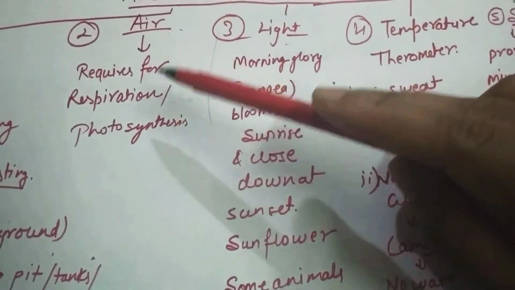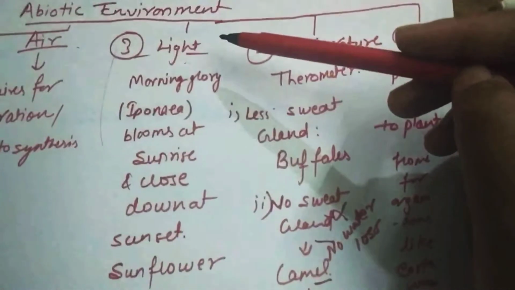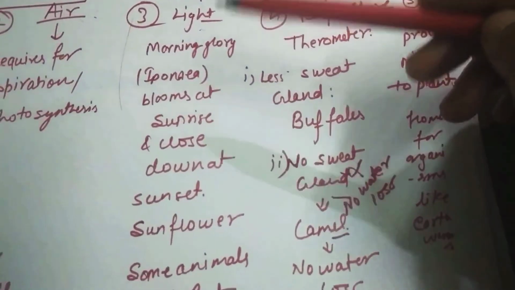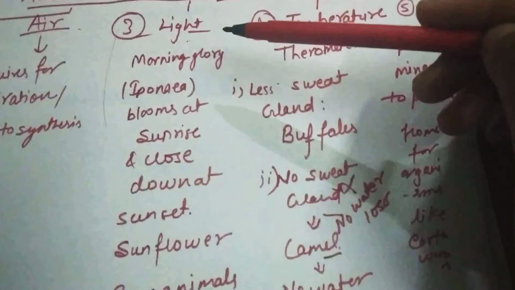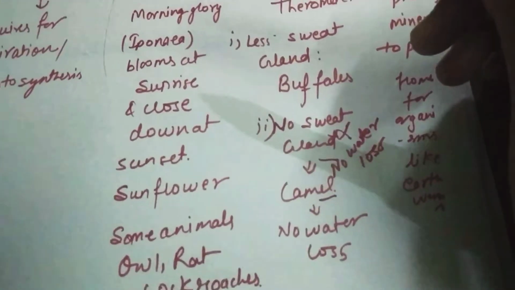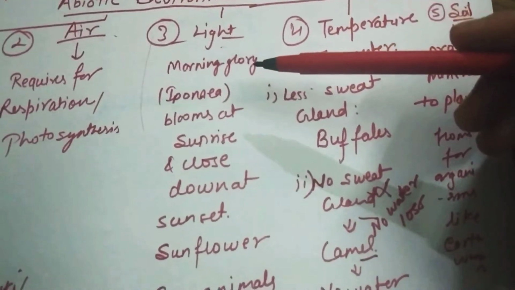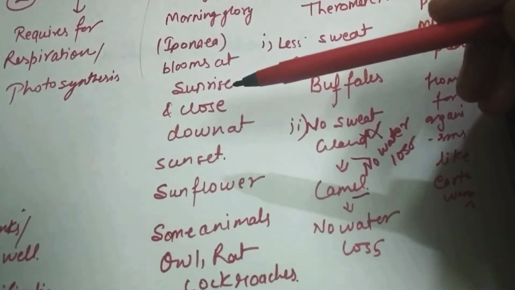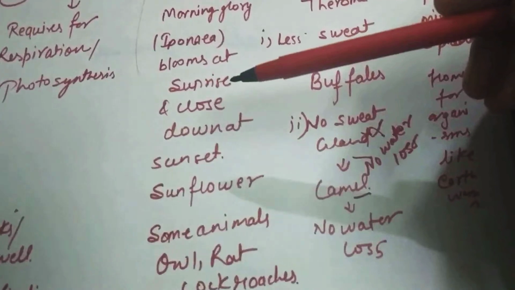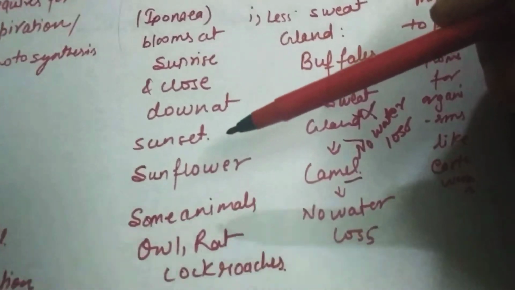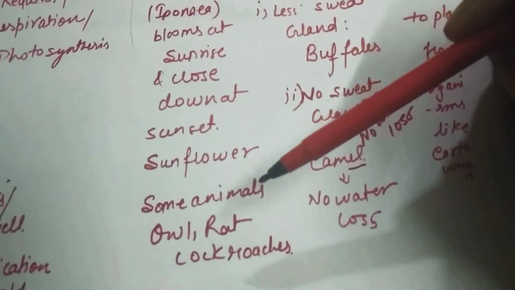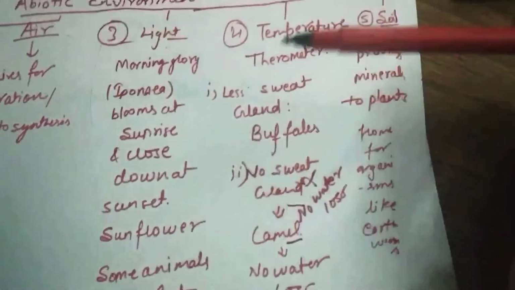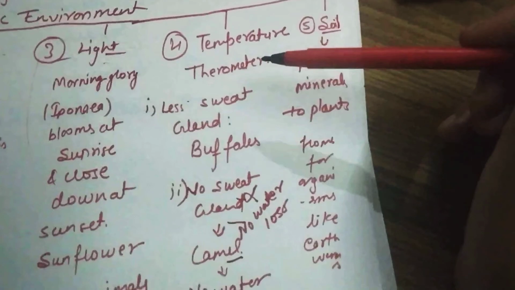Requires for the respiration and photosynthesis purpose. Then light में क्या है कि sunlight we all know which is very useful in the photosynthesis process, and some plants and animals respond there. They may be the morning glory, which rises when sun rises and closes down when the sun sets, sunflowers, some animals like the owl, rat and cockroach. After that, temperature which is measured by the thermometer.